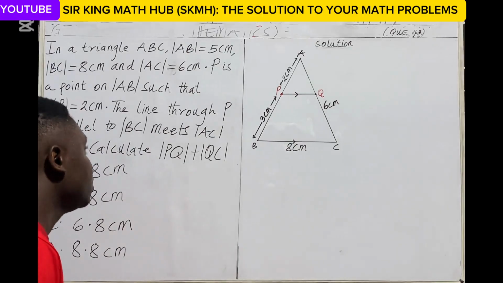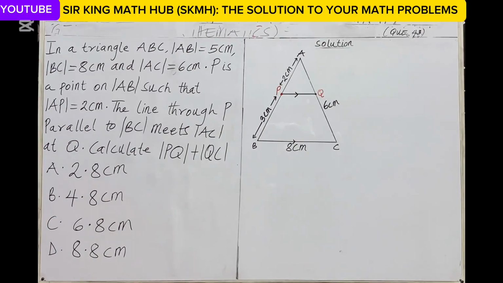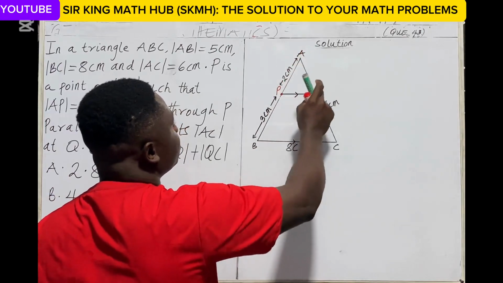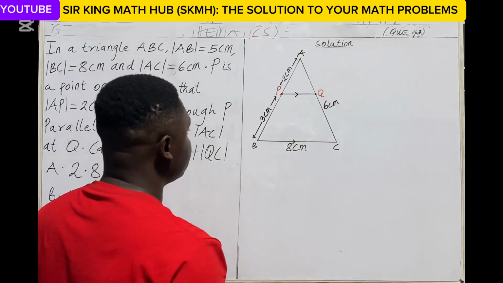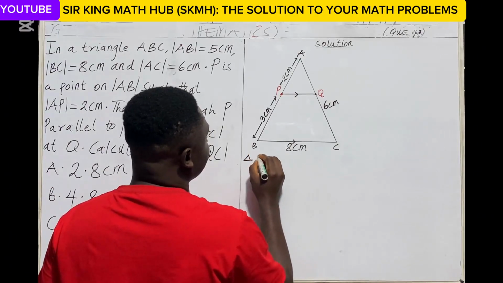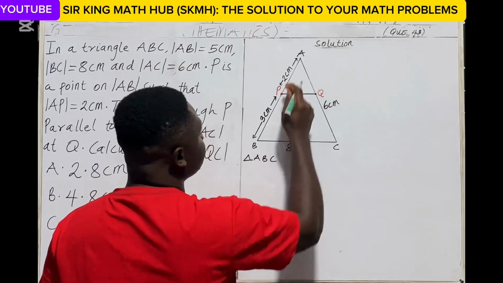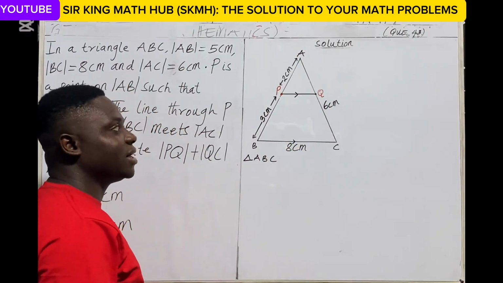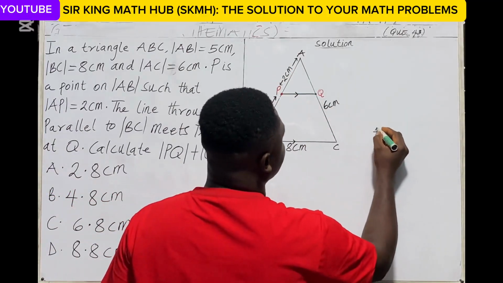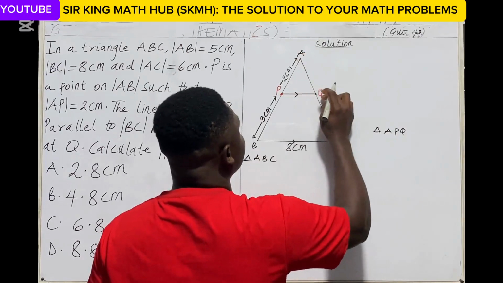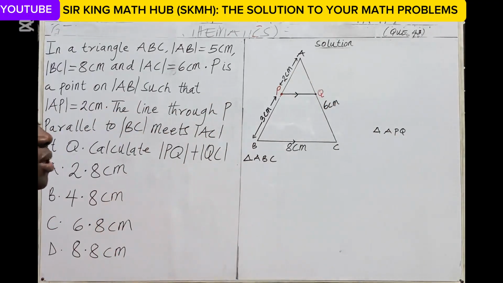Now, before we even start with the calculation, how many triangles do we see here? Consider we have two different triangles, a bigger triangle and a smaller triangle. We are naming the bigger triangle as triangle ABC, and we are naming the smaller triangle as triangle APQ. So that is the name of this smaller triangle.